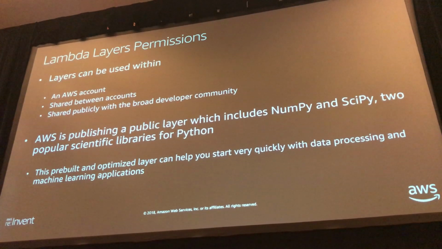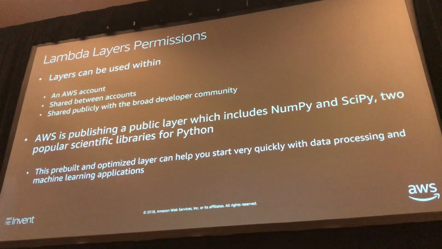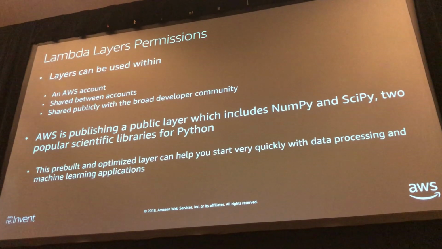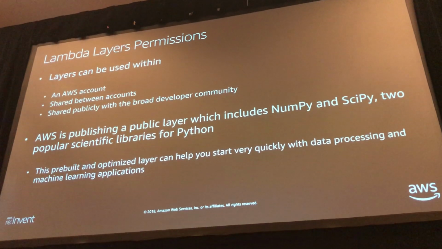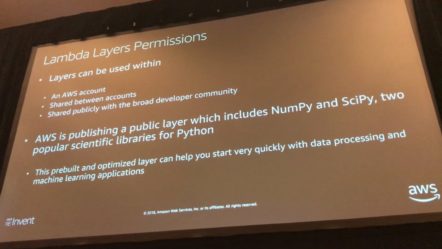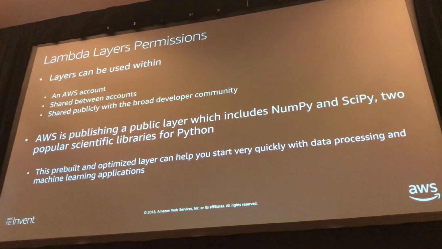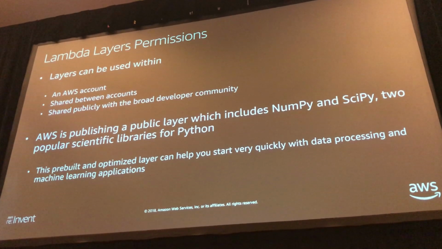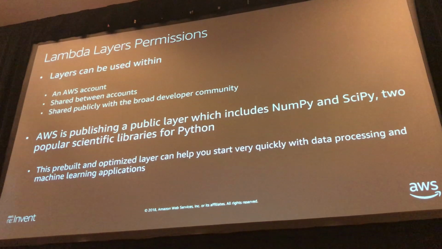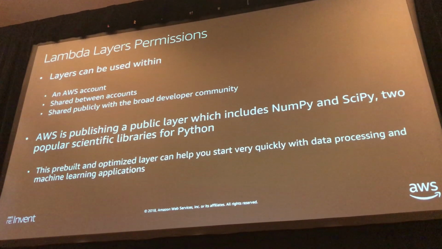Or you can share publicly with the principal asterisk, like you can do with an AMI, an EC2 AMI, and then you can share layers with the broader community, and this is something that we expect providers to do, to create a standard library of layers. We are also publishing our own public layers to help you set up and do things easily.